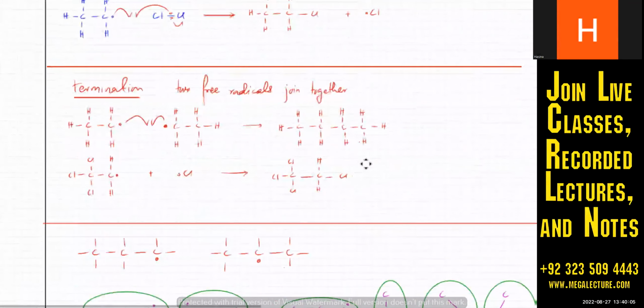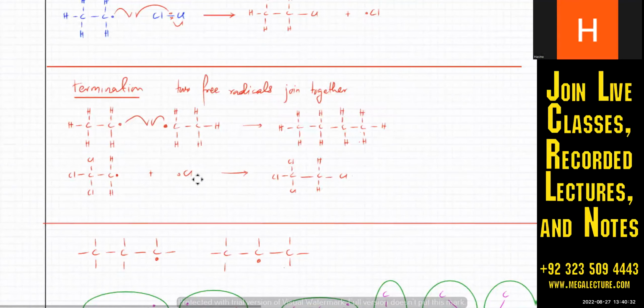The termination step is that any of the radicals could in between just join up with themselves, because radicals are molecules or atoms that are short of bonds. So if they're short of bonds, why don't they just bond with each other? In between propagation, they might just decide to bond with each other. This carbon needs a 4th bond, this carbon needs a 4th bond, so they'll connect together and end up forming a molecule.